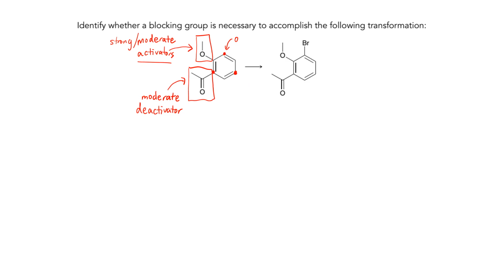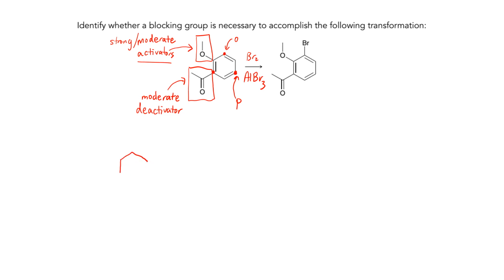But right now, if we just take this molecule and add Br2 and a Lewis acid like AlBr3, it's going to go para, right? Because the para position is the less sterically hindered position. It's the most wide open position for functionalization. It's going to go para before it goes ortho. So we need a blocking group at the para position. Okay, the blocking group in this case is very much necessary.